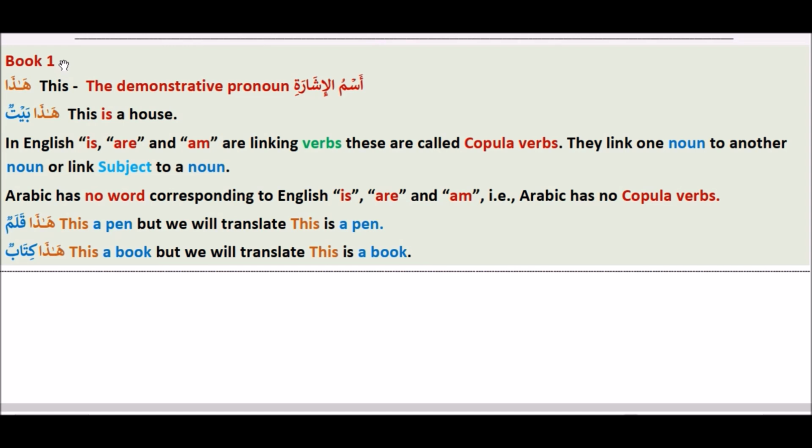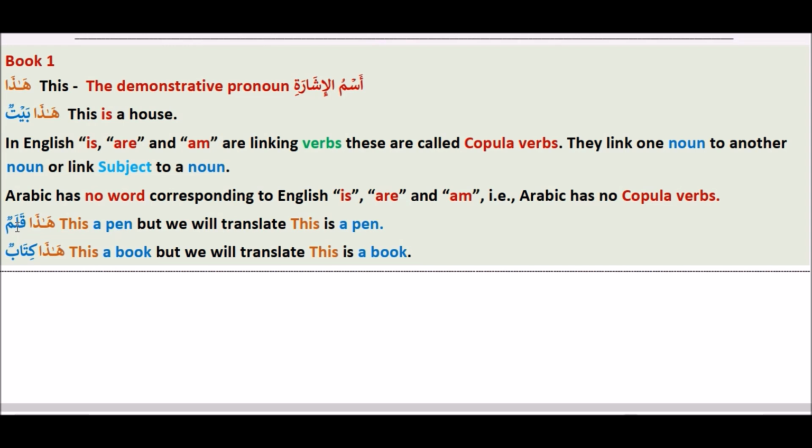And now we start with book 1. Haza. This. This is called a demonstrative pronoun. It is ismu ishara. You point out to something and say this. Haza baytun, this is a house. In English, is, are, am are linking verbs. These are called copula verbs. They link one noun to another noun or link a subject to a noun. Arabic has no word corresponding to English is, are or am. So they have no copula verbs.